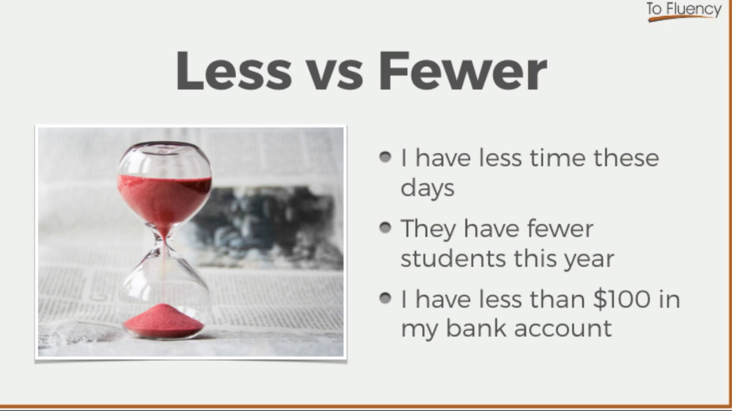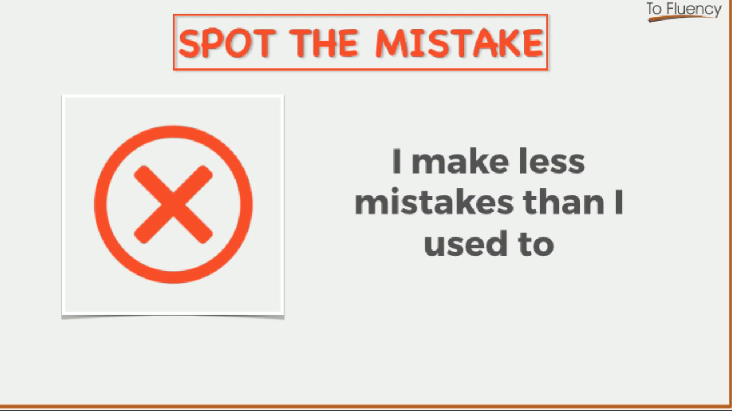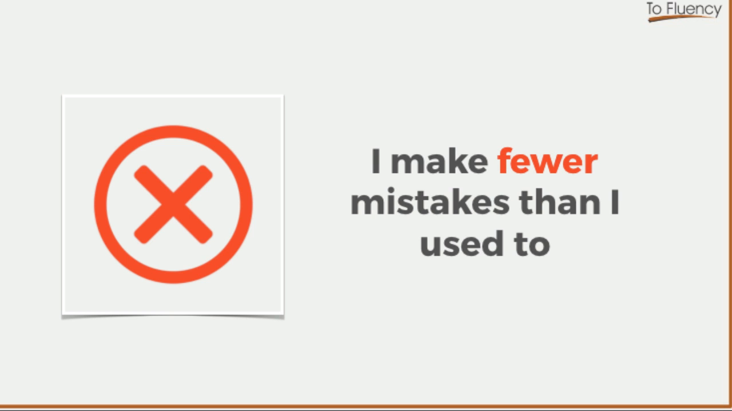Now, this is countable, but we use less. So there are exceptions. Usually the exceptions are things like money and distance and those types of things. But I'll leave a link to an example of this. But the original example, it's not I make less mistakes than I used to, but I make fewer mistakes than I used to.